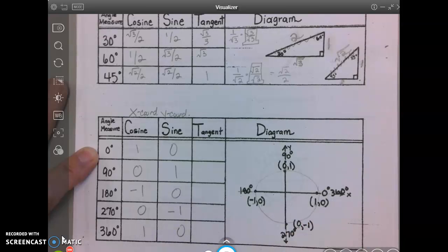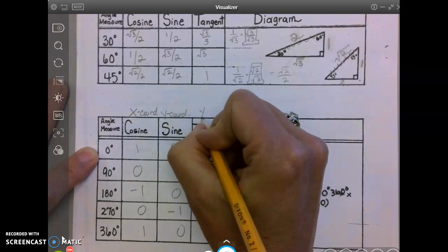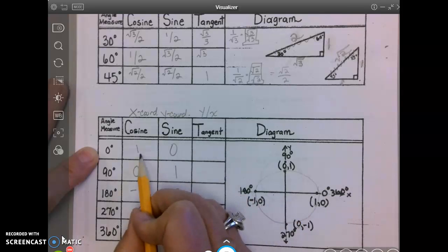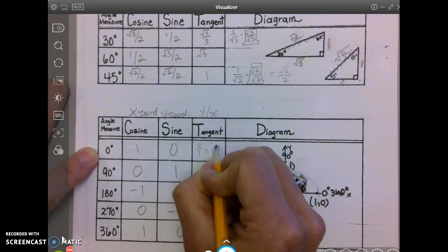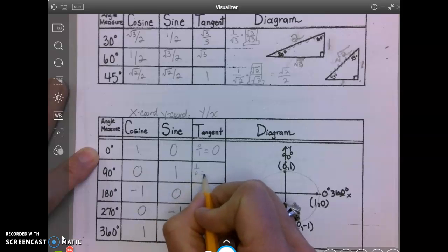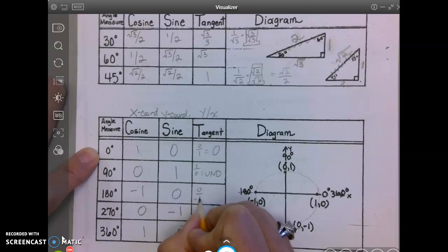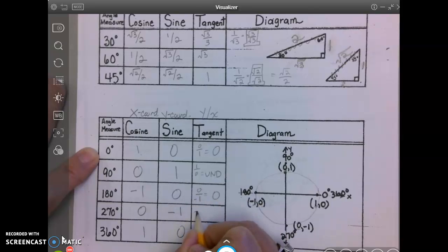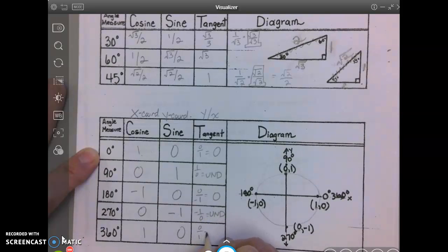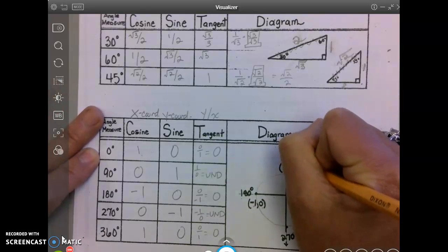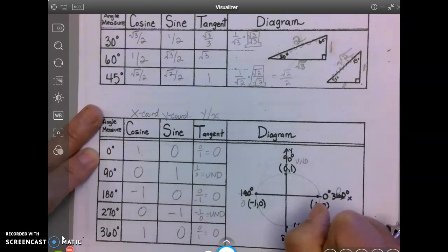And I have to remember that tangent is y divided by x. So it's y divided by x, 0 over 1, which is 0. 1 divided by 0, which is undefined. 0 divided by negative 1 is 0. Negative 1 divided by 0 is undefined. And 0 divided by 1 is 0. I'm going to go ahead and put those here. It's 0. This would be undefined. This would be 0, and this would be undefined, and back to 0.